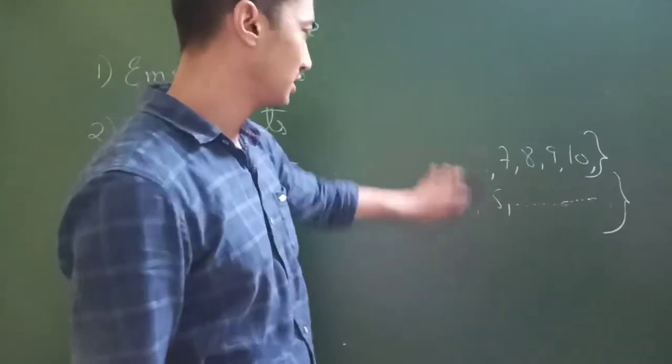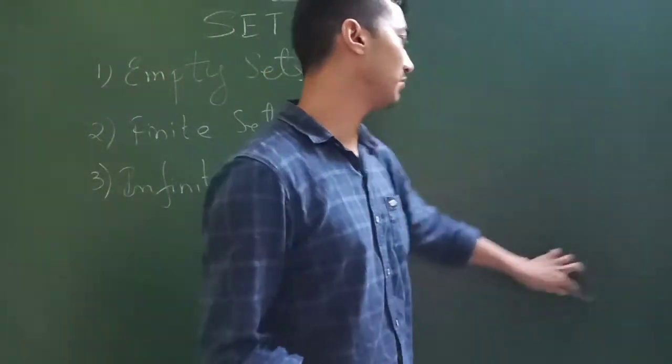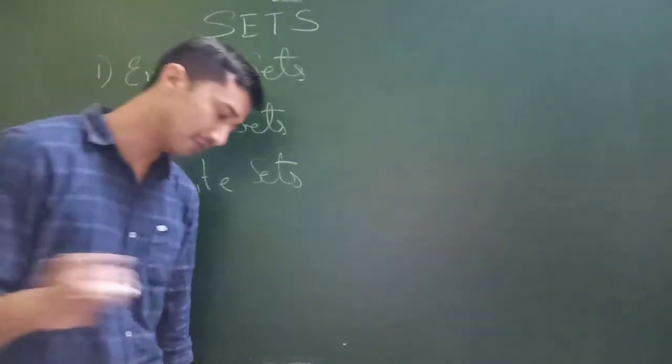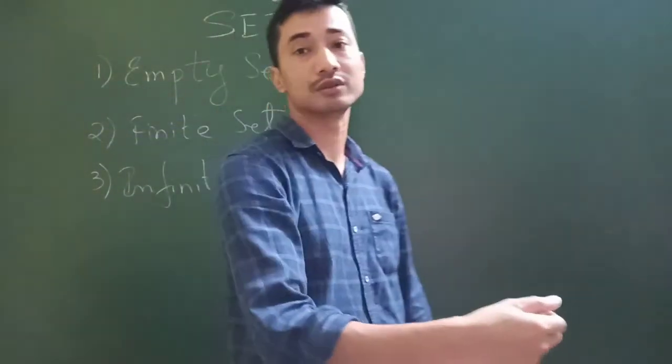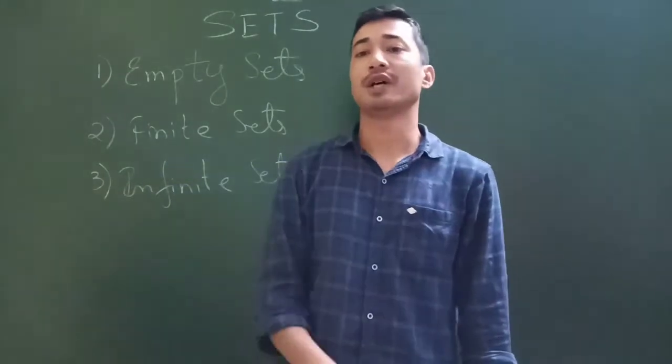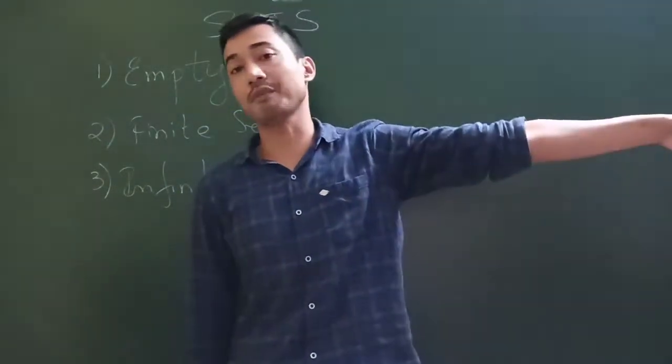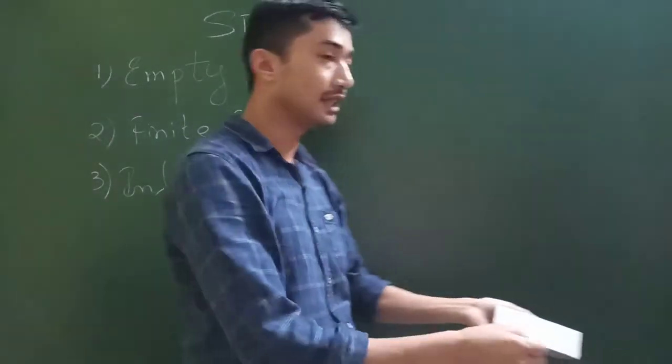Set of even numbers, set of multiples of 5, set of multiples of 3. These are all infinite sets. But when I say finite set, there should be a limit given to you, no? You go up to 100, you go up to 1000, you go up to 1 million. Still you can count and you can just stop there, isn't it? So these are called finite and infinite sets.